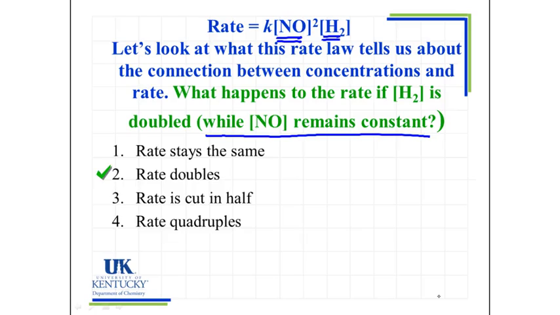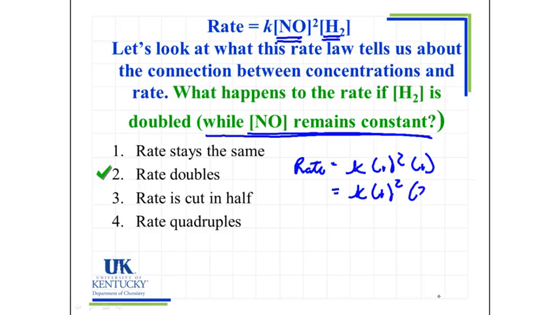One way to do that is to plug some simple numbers in. Let's do the reaction once, and let's do a 1 and a 1. And let's do it a second time. We don't change NO because it's remaining constant, but we double this number. That is going to give me, for this one, just K. For this one, 2K. So we see that it is doubling the rate.